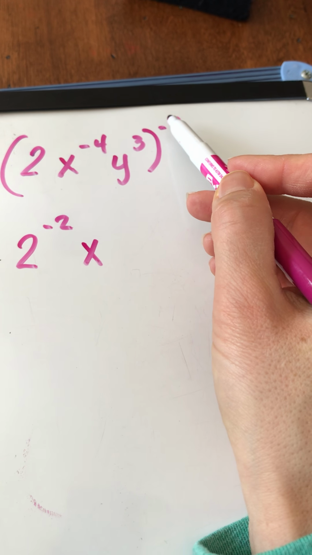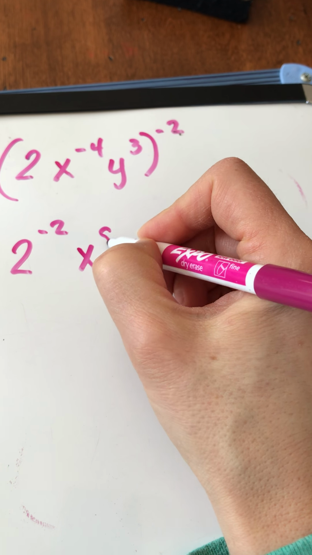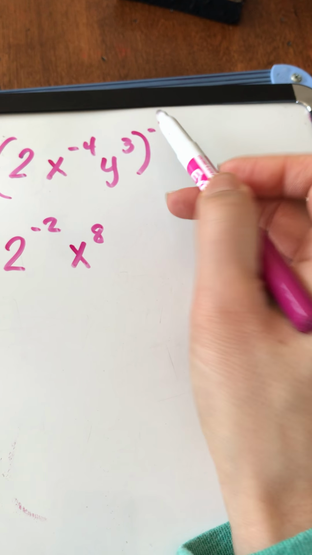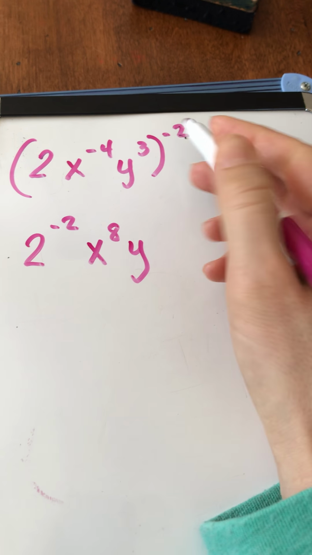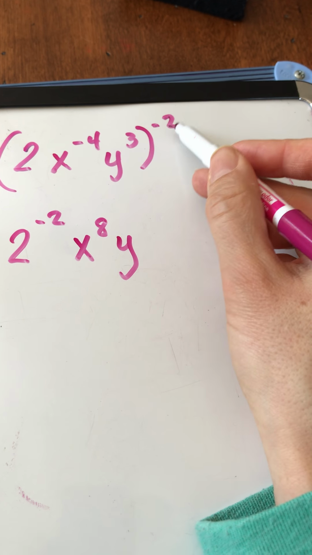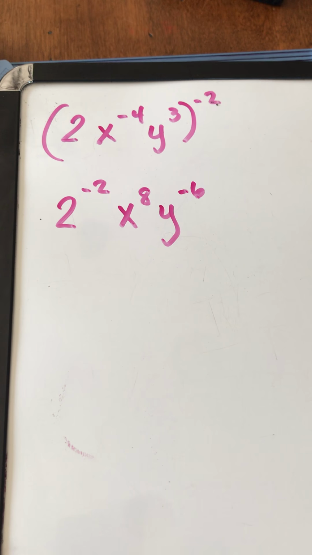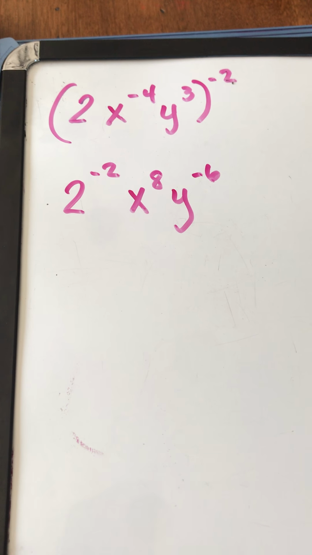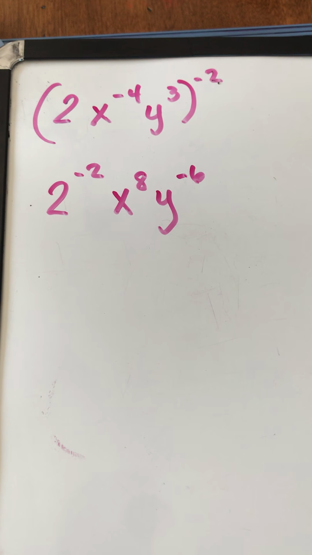A power of a power, what do? Power of a power, we multiply the exponents. And negative 4 times negative 2 makes a positive 8. And then we have y to the power of 3, all raised to the negative 2nd power. So we're going to again multiply those two powers and get negative 6. So can we leave our answer like that? No, because we have some negative exponents there.